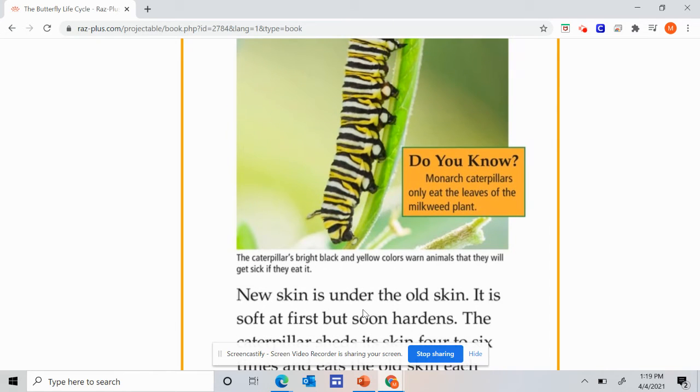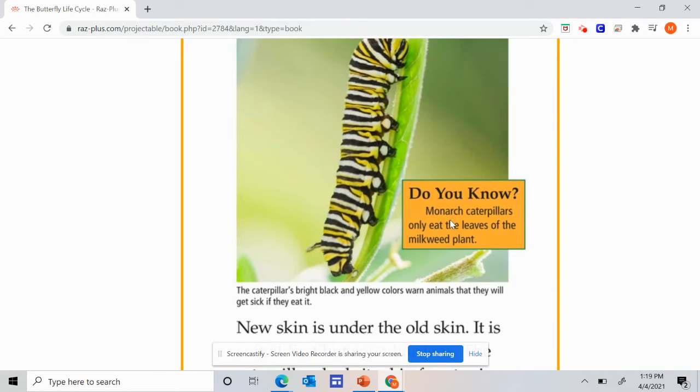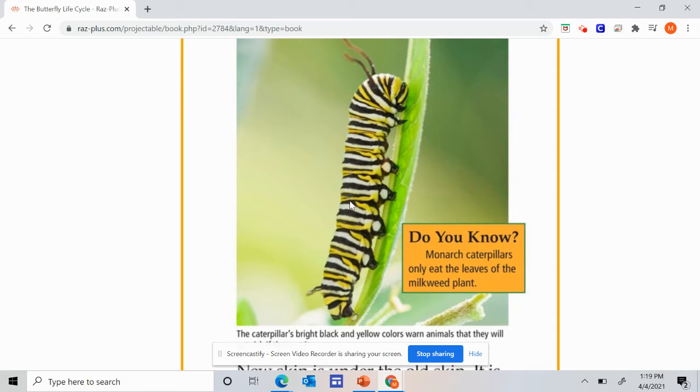It says, do you know monarch caterpillars only eat the leaves of the milkweed plant? The caterpillar's bright black and yellow colors warn animals away that they will get sick if they eat it.